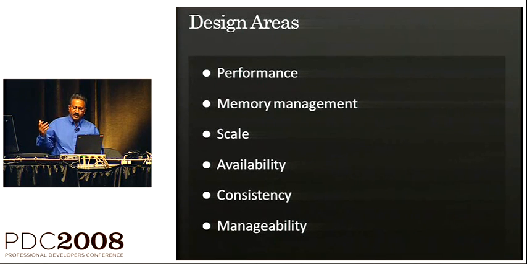And then in terms of memory management, what is the overhead per object? How much extra overhead am I keeping when I store an object? How fragmented is your memory? What is the eviction algorithm that you use?